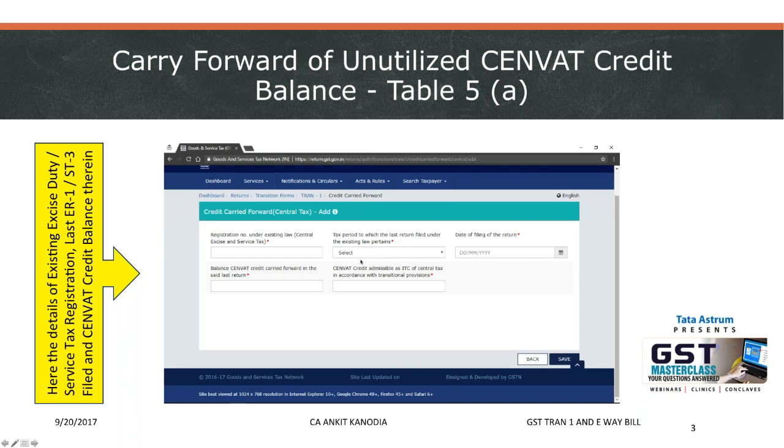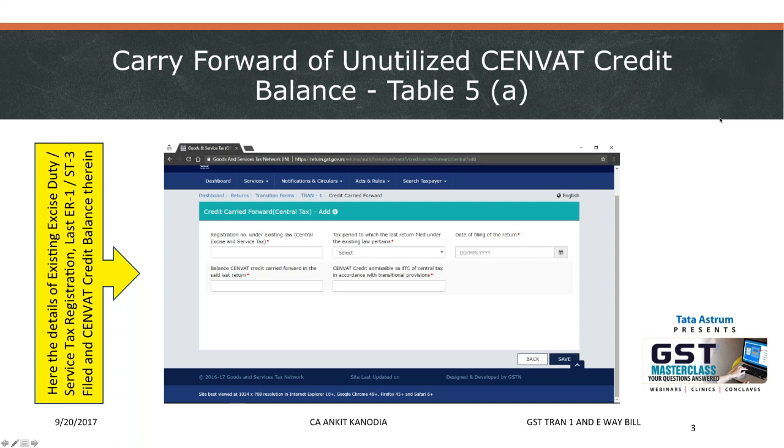For service tax, the return was filed for April to June, but here the option would be month-wise. So you need to select the period as June. For excise, the return was monthly. For some SSC, it was quarterly. So you need to select the period as June. The date of filing of the return, the exact date, you can take from your return copy wherein the filing date is available, and then the balance of the CENVAT credit carried forward in the last return.